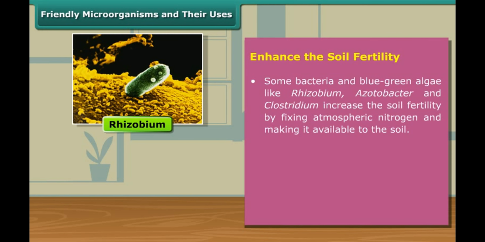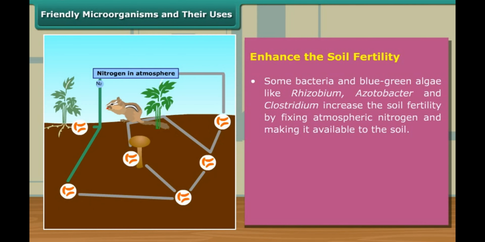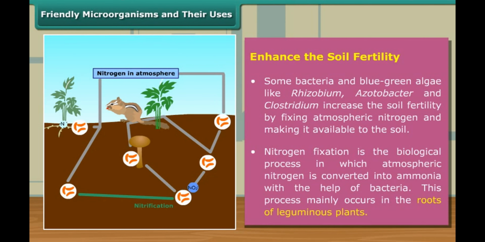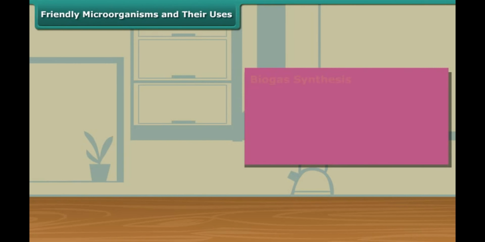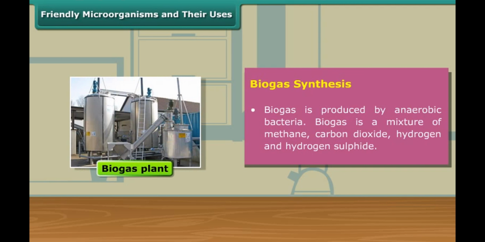Some bacteria and blue-green algae increase the soil fertility by the atmospheric nitrogen fixation process. Nitrogen fixation is the biological process in which atmospheric nitrogen is converted into ammonia. There are other friendly anaerobic bacteria that are used in the synthesis of biogas. Biogas is a mixture of methane, carbon dioxide, hydrogen, and hydrogen sulfide.